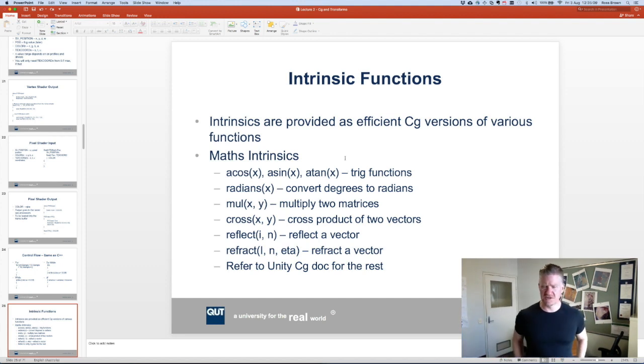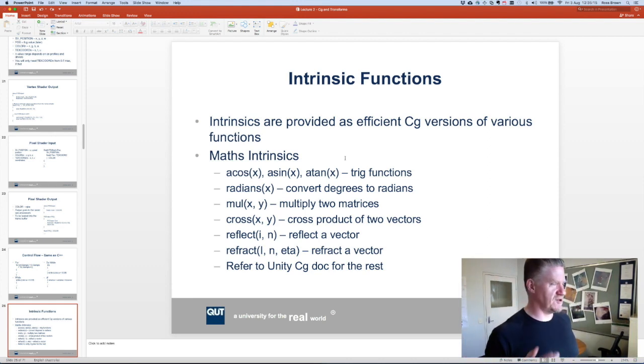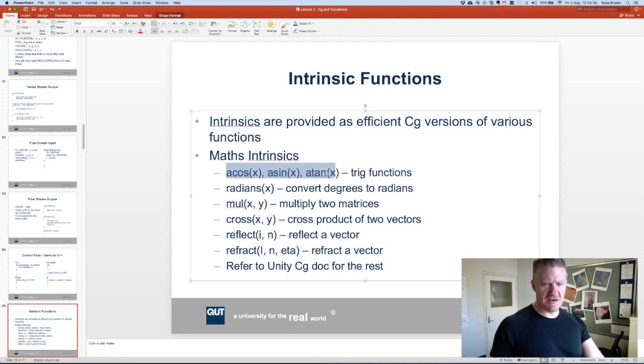Intrinsic functions. Intrinsic functions are just very efficient, system encoded functions that you can use for various mathematics. So a lot of the linear algebra you've done, it's already there for you. Some quite handy ones as well. So things such as the maths intrinsics incorporates things such as a cos, a tan, a sine, and sine, cos, and tan, of course. So they're all there.